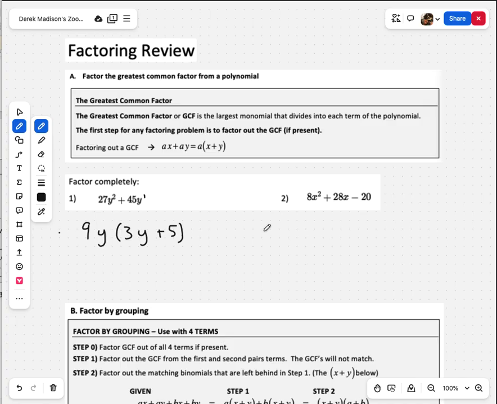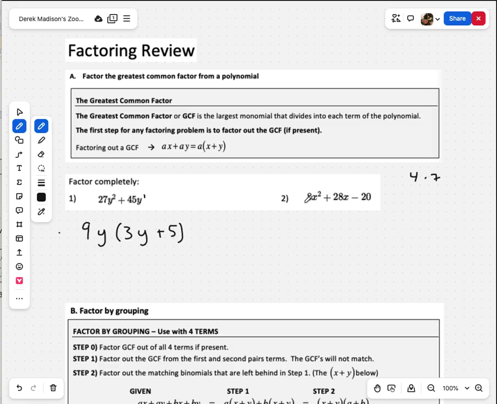This one, same thing. So looks like we have 8, 28, and 20. 28 jumps out at me because it's 4 times 7. So these are not divisible by 7, so 4 is going to be the best I can do. Also notice this is x squared, x. This one doesn't have an x, so I can't factor out an x on this.